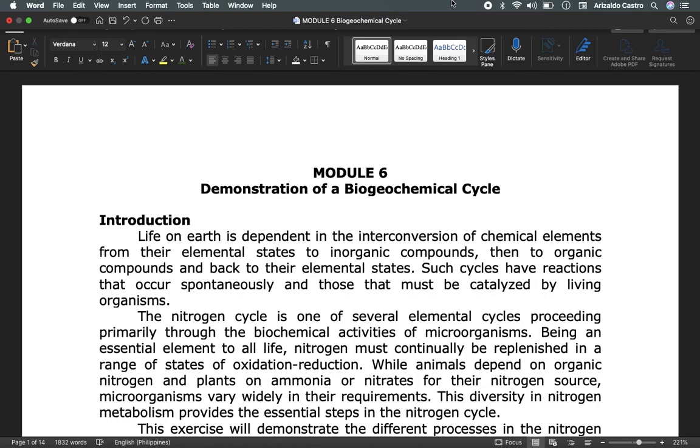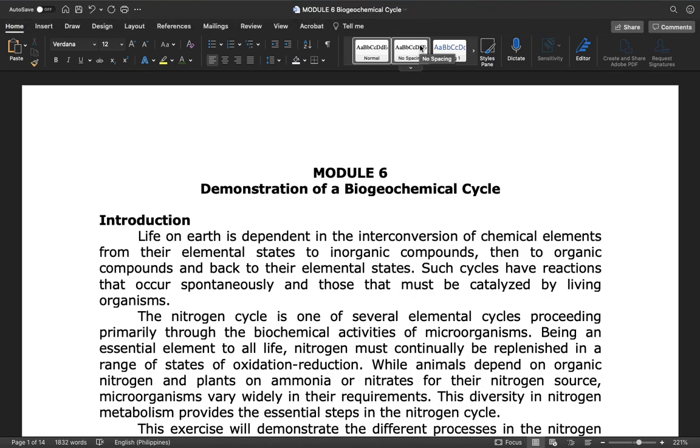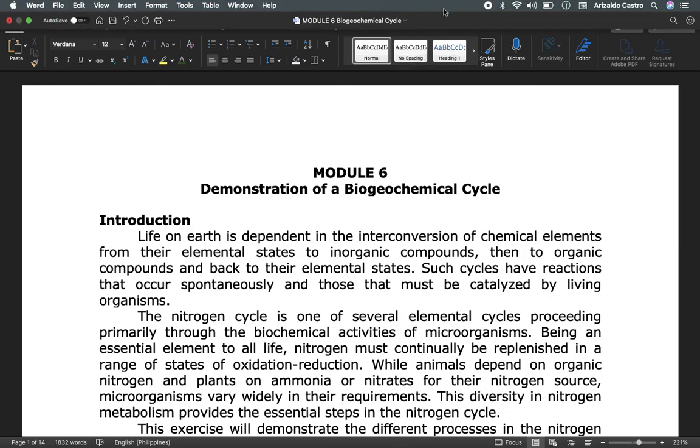Then I will make sure that after this, proceed na kayo agad dun sa ating second session. Okay?